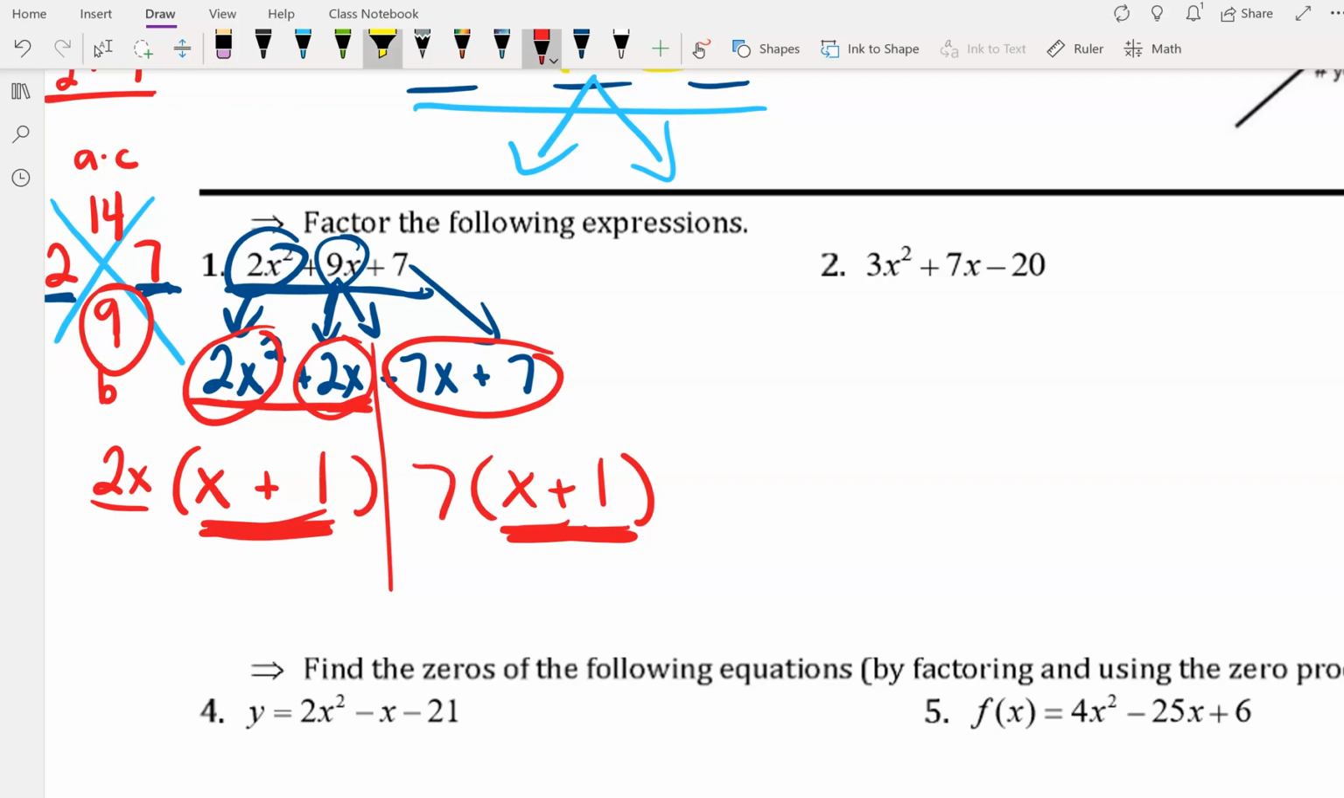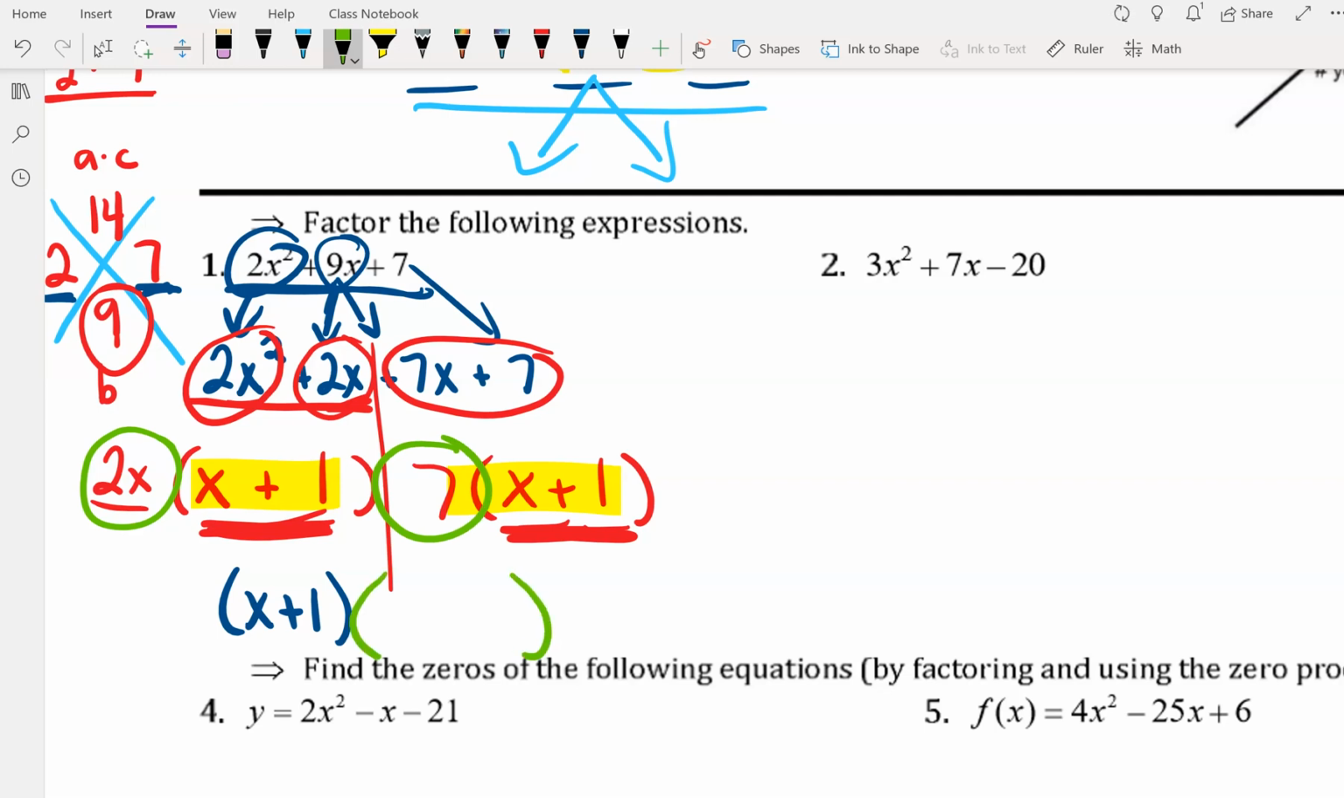All right, last step. The thing that I have 2 of, that becomes one of my factors. And then the numbers that are outside of the parentheses, I call those my leftovers. Those combine to make my other factor, 2x plus 7. And that is my final answer. So let's recap.